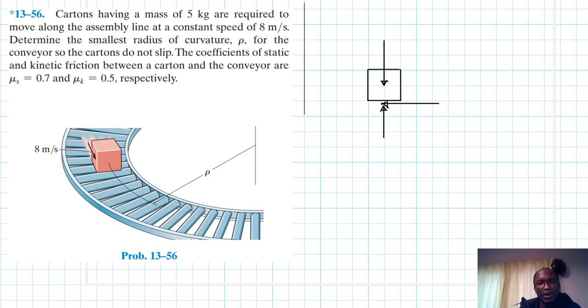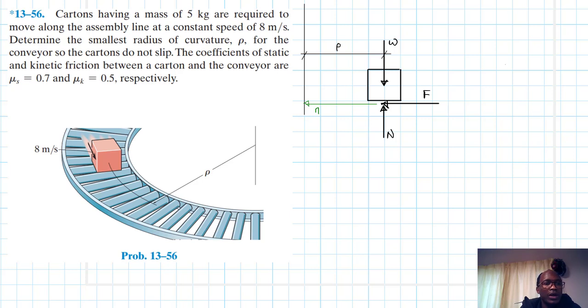Let's say this is our center of curvature, so that we have our rho. This is our rho, the radius. What else? This is our W. This is our friction. This is our normal force. Now, before I talk about the question, let me also draw this line. This is my coordinate n.